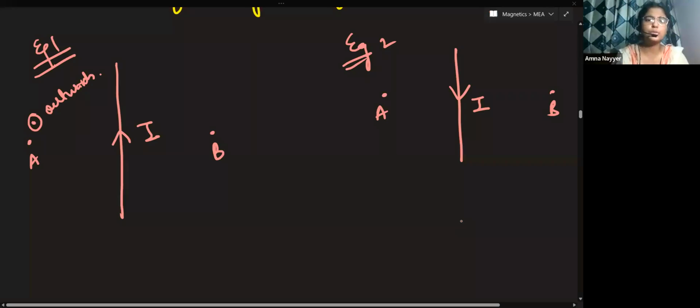Similarly, for B part also, this is the direction of flow of current downwards. I'll curl the finger because B point is located here. This gives the direction of thumb pointing towards me. That is out of the page. So this is the way you can use method 2. Whichever method suits you, you can use any of these methods.